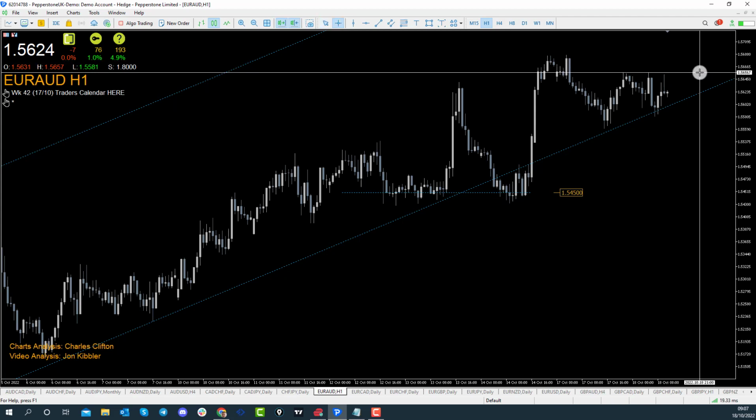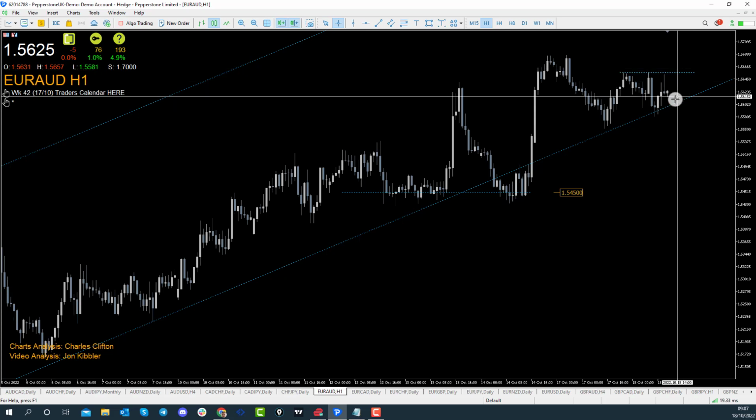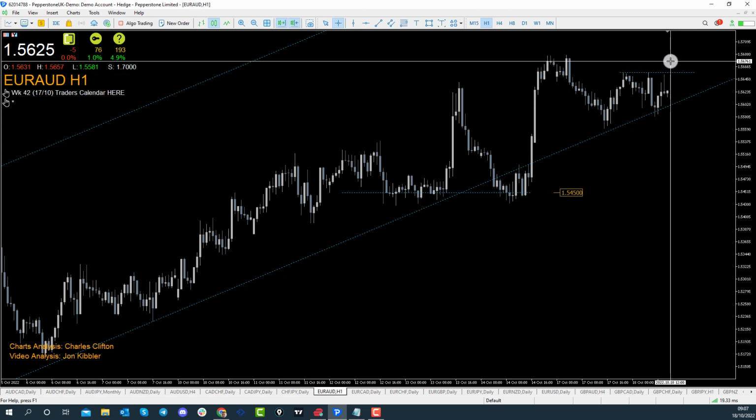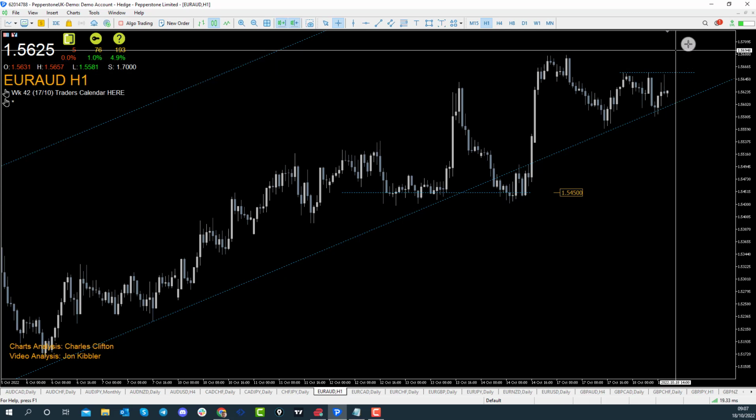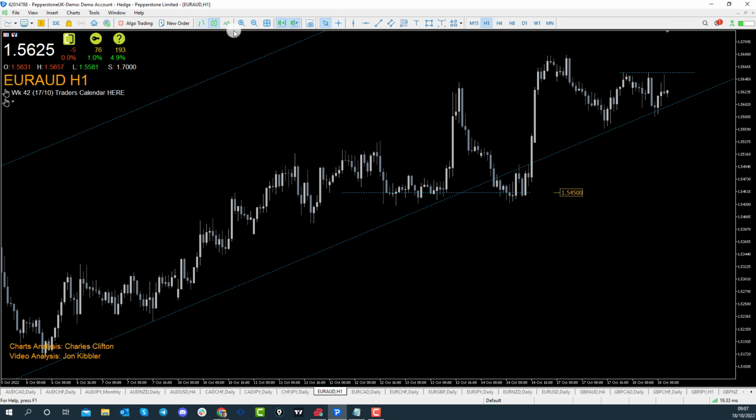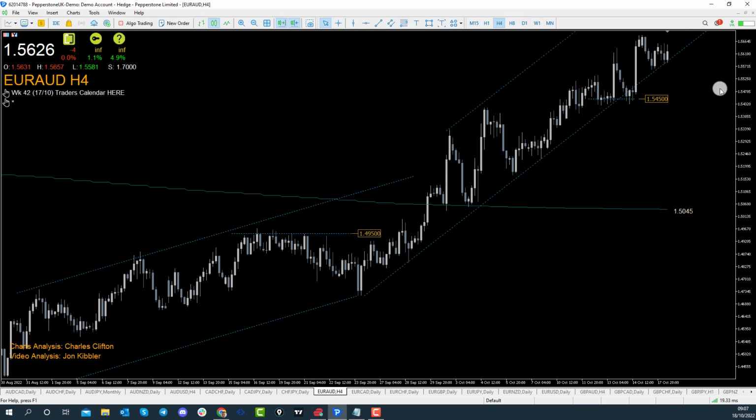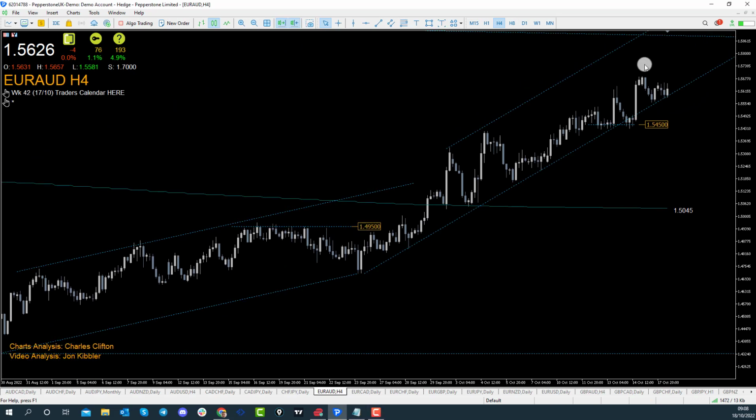You can see it's around about the highs, which is the 1.56 sort of 60 handle. If price was to trade above that, it would show us that the buyers are stepping back into the market here, and that would give you more confidence that price is going to move back to the upside. So something to consider there for Euro Oz.